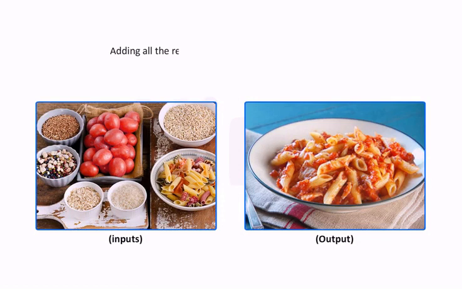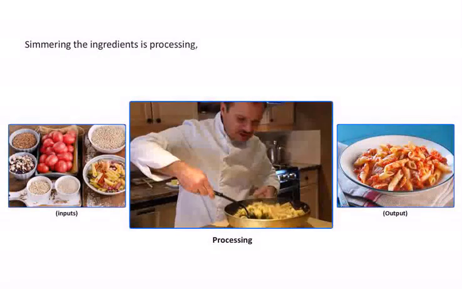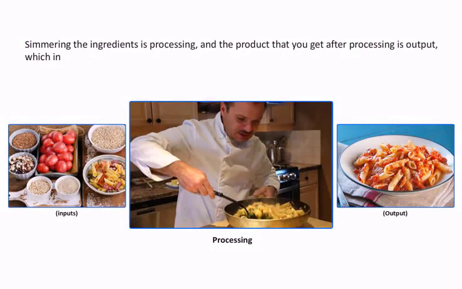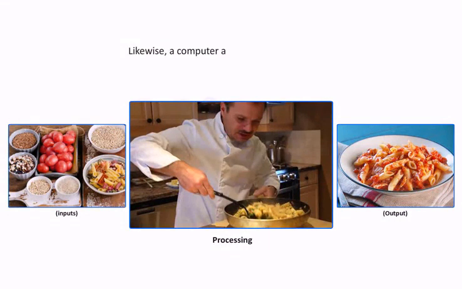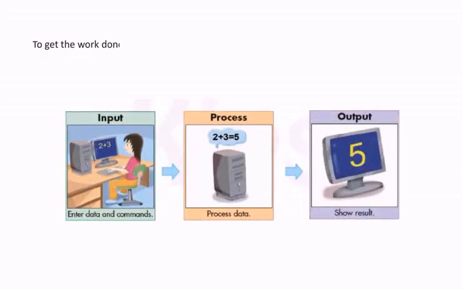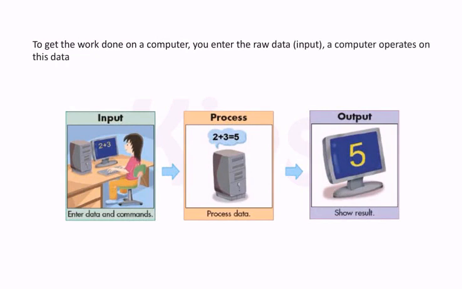Adding all the required ingredients to the recipe is input. Simmering the ingredients is processing, and the product that you get after processing is output, which in our case is pasta. Likewise, a computer also works in 3 stages. To get the work done on a computer, you enter the raw data, that is input. A computer operates on this data, that is processing, and the desired result is obtained, which is output.